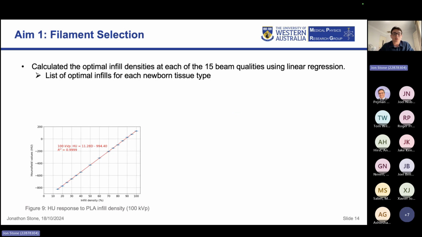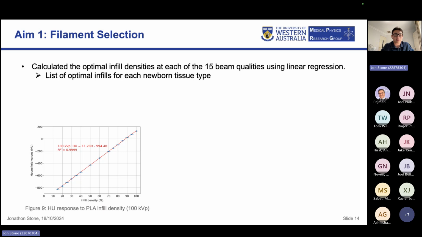So now onto final filament selection. We calculated the optimal infill densities at each of the 15 beam qualities using a linear regression model at each of the beam energies. So this gave us a list of optimal infill densities for each tissue type.